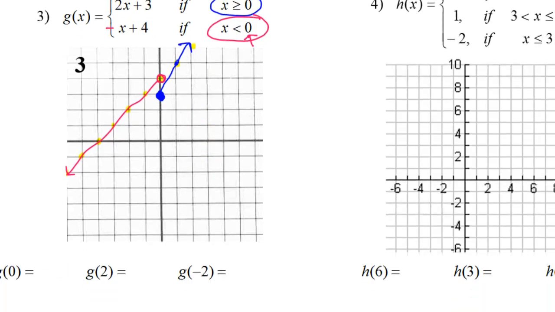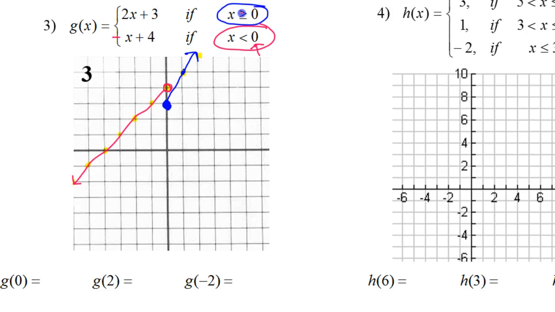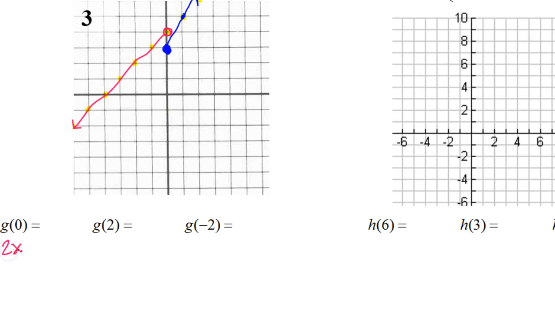Okay, so I've got g at 0. I'm going to use the top function because 0 equals 0. So that's the 2x plus 3. So that's 2 times 0 plus 3. So that's 0 plus 3, so that's 3.